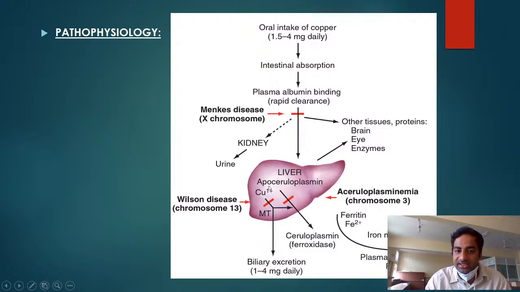Whereas Wilson's disease, mainly it's a chromosome 13 abnormality, and there is deficiency of the protein known as apoceruloplasmin, which is a copper transport protein. So there is deficiency of apoceruloplasmin, which leads to accumulation of copper in the liver. Okay. So apoceruloplasmin is converted into ceruloplasmin with the help of an enzyme known as ferroxidase. Then ferritin is also converted into plasma transferrin.